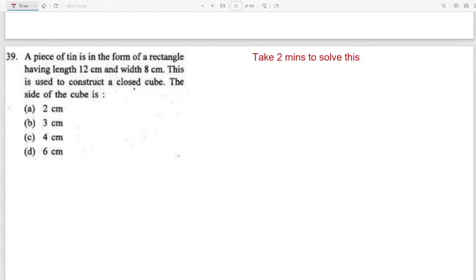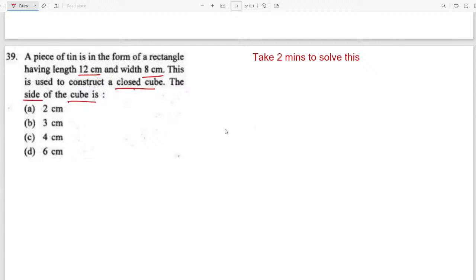It's time. People who are yet to post their answers, please do post. Four people have already posted and all of them have got option C. We'll see how to go about this question then. They're saying that a piece of tin is in the form of a rectangle having length 12 centimeters and 8 centimeters, and this is used to construct a closed cube. The side of the cube is?